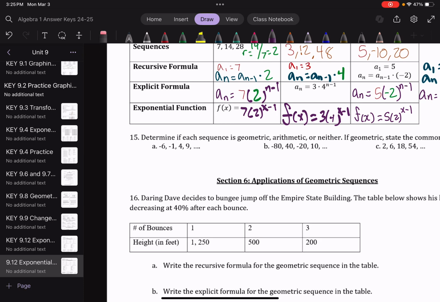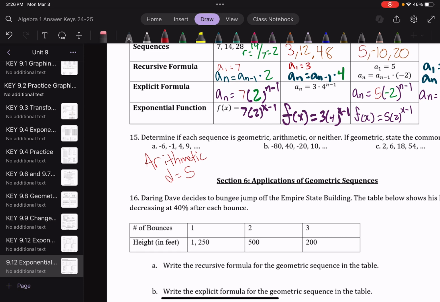And 15 is really just determining if it is a geometric, arithmetic, or neither of these sequences. So arithmetic is going to be adding, geometric is multiplying. So if I'm looking at this, to get from negative 6 to negative 1, I'm going to add 5. Negative 1 to 4 is adding 5. And 4 to 9 is adding 5 as well. I apologize for that, guys. So if I'm adding 5 each time, this is going to be arithmetic. You don't have to do anything else with it as long as you know the common difference is 5.